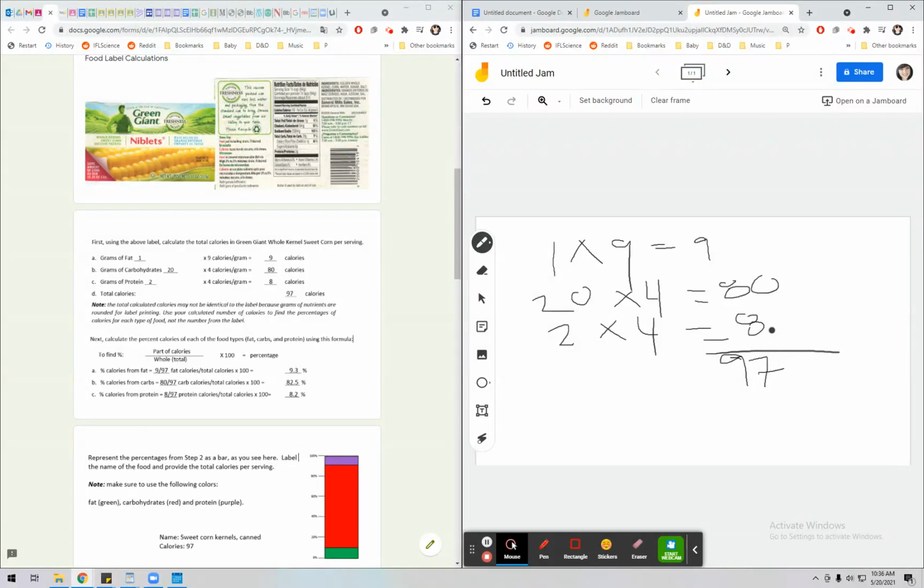Now we have to find the percents, and this is where people start getting confused and stressed out, and it's completely okay because you don't need to feel that way. So now we have to divide each of the totals. You can barely see these little dots. By the total calories. So 9 divided by 97, divided by 97, divided by 97. And we're going to get percent decimals.